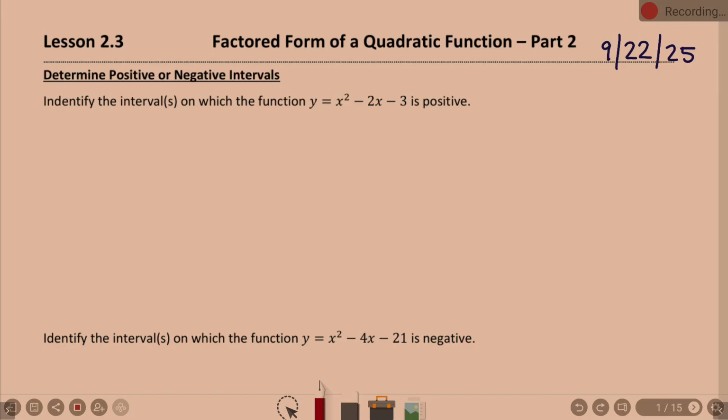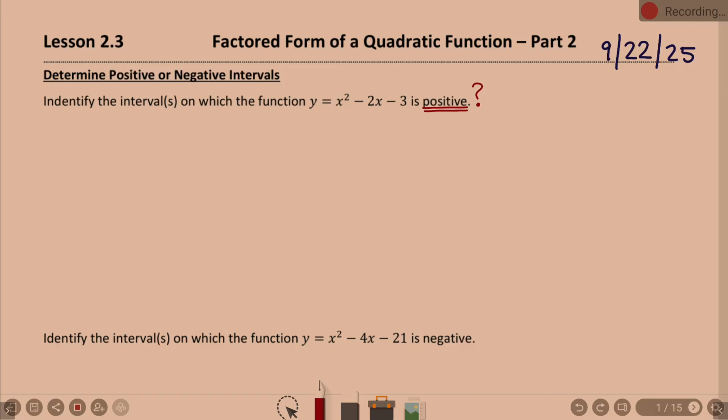So today we're going to spend just a little bit of time looking at when is my equation greater than 0? When is it less than 0? We're going to start off with the idea of when is my equation positive? When is it negative? Just taking it a step farther, you're going to see a lot of familiar skills we already know. If you look at question 1, identify the interval on which the function y equals x squared minus 2x minus 3 is positive. So our goal is to find out when this equation is positive.